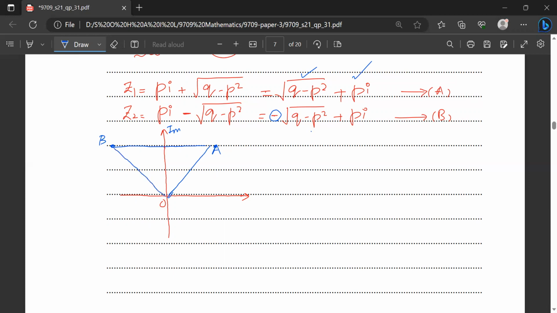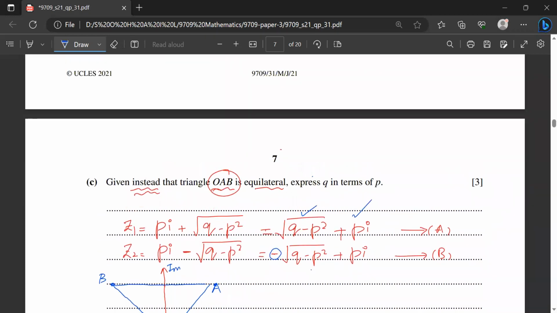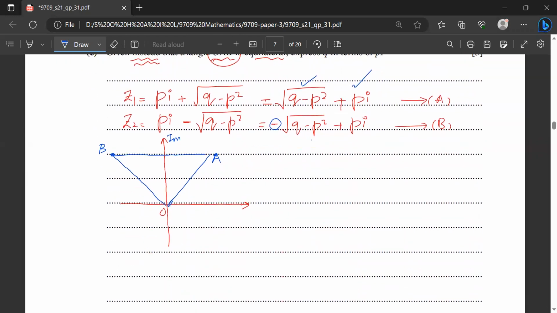So after drawing this equilateral triangle, I'm looking for a connection between Q and P, or we want to express Q in terms of P. Here at the point A, the real part is here, which is square root of Q minus P square, and here is the same distance from the origin, but on the left side, minus square root of Q minus P square. So this is an equilateral triangle. All lengths are equal. And this is one fact.